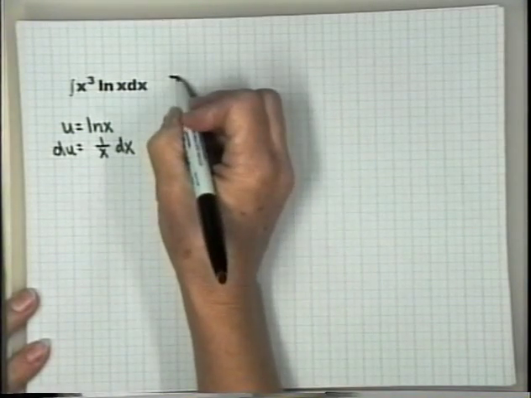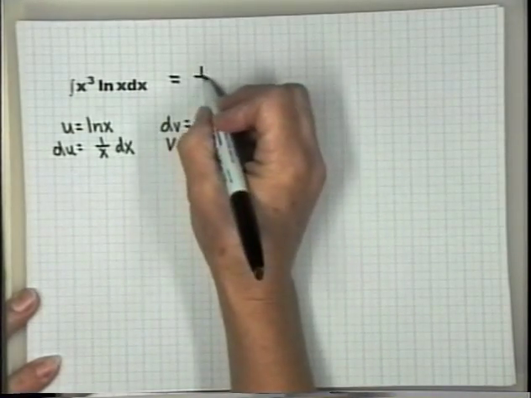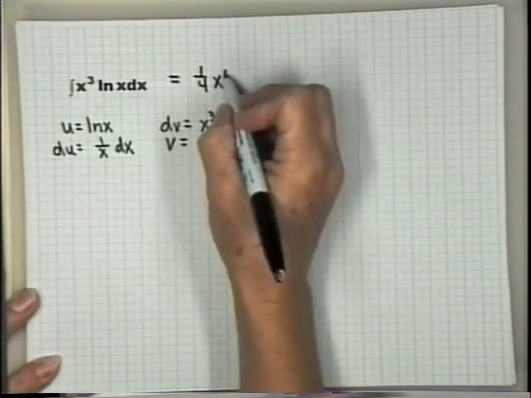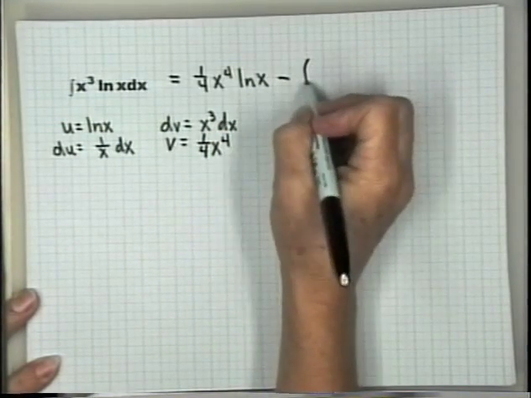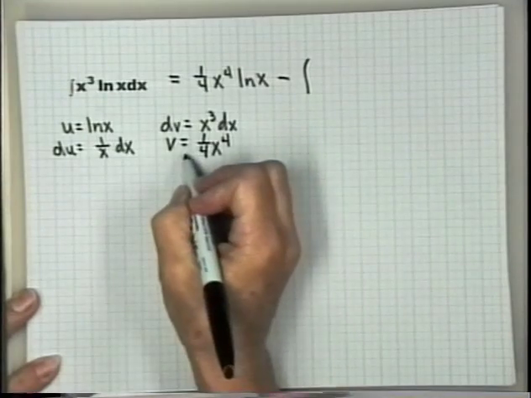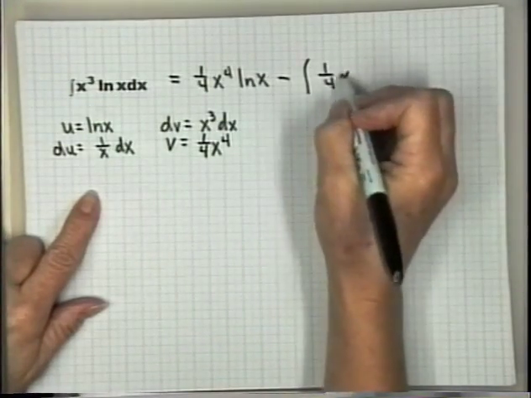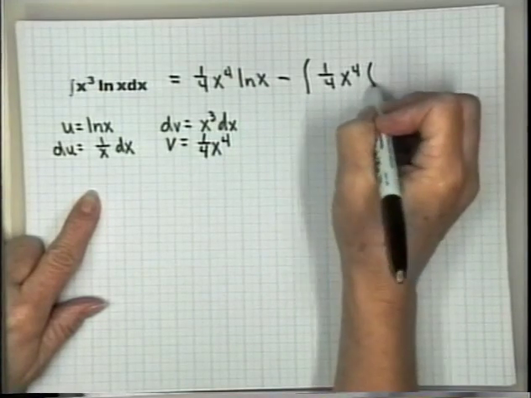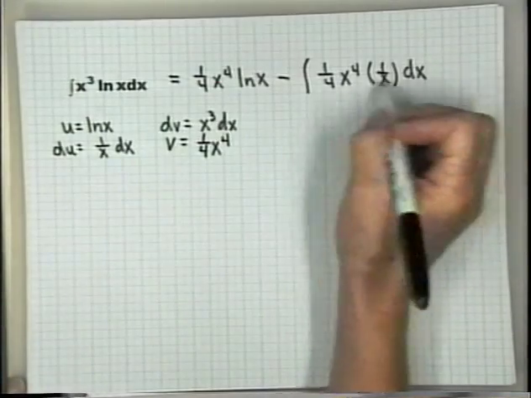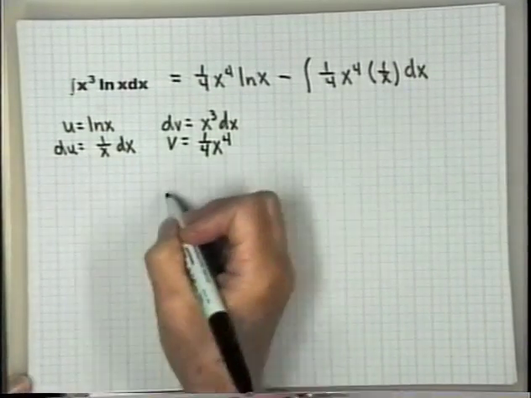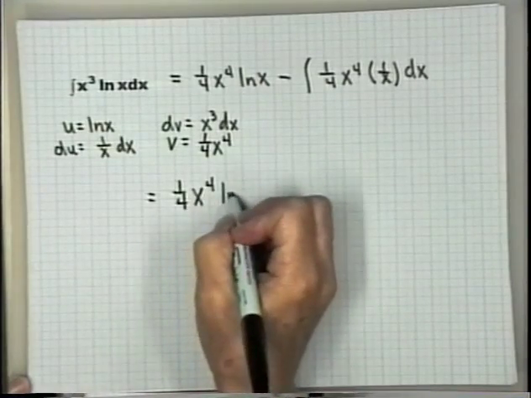Now, let's look at our parts formula and see what happens. u times v, 1/4 x to the 4th log x, minus the integral of v times du. Now, I'm going to write this down and we're going to look at it. 1/4 x to the 4th times 1 over x dx. Let's simplify that before we try to find an antiderivative.